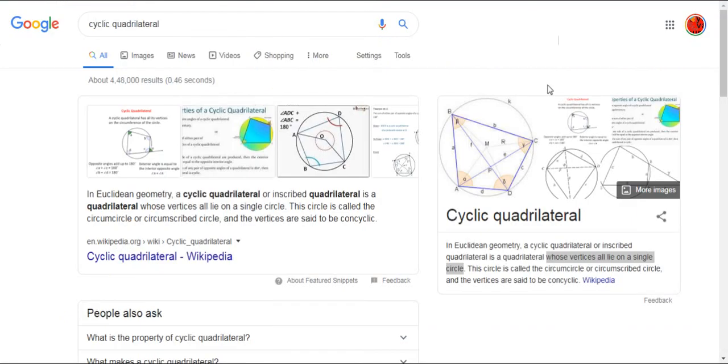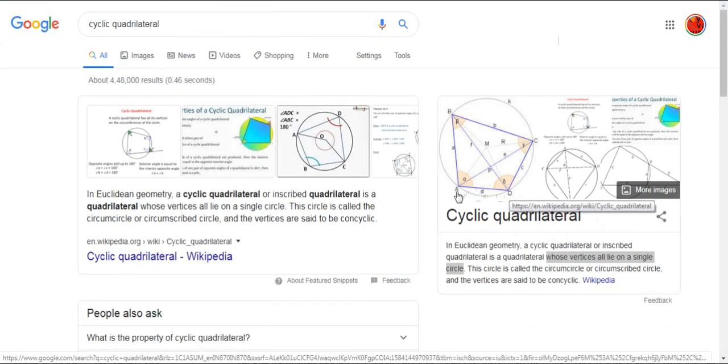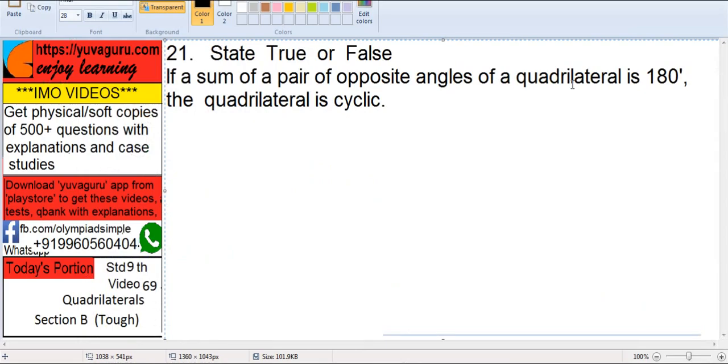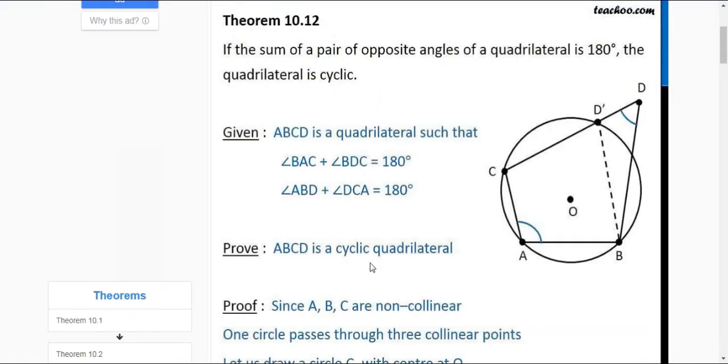Now, what is a cyclic quadrilateral? It is a quadrilateral in which all the vertices, see this, A, B, C, D, lie on a single circle. That is the basic meaning of cyclic. So we have to check whether, if the opposite angles are 180 degrees, all the vertices lie on a single circle. This proof is given over here.